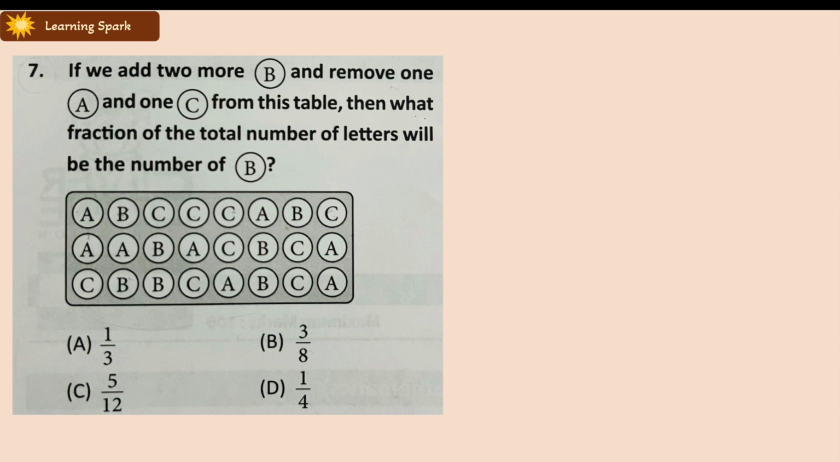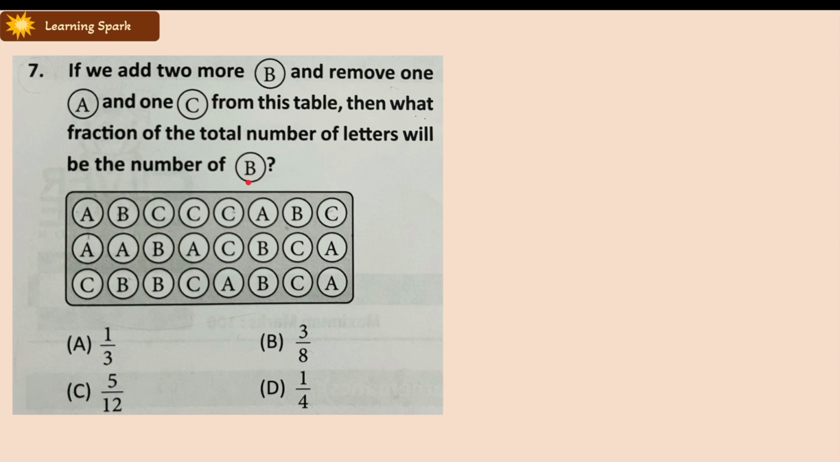Okay, let's work out the answer together now. So the question is, there is a table of letters and there are A, B and C in here. It says that if we add two more B's and remove one A and one C from this table, then what fraction of the total number of letters will be the number of B?